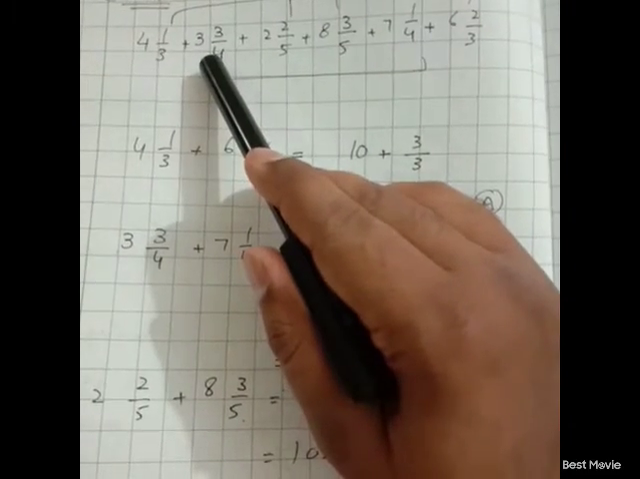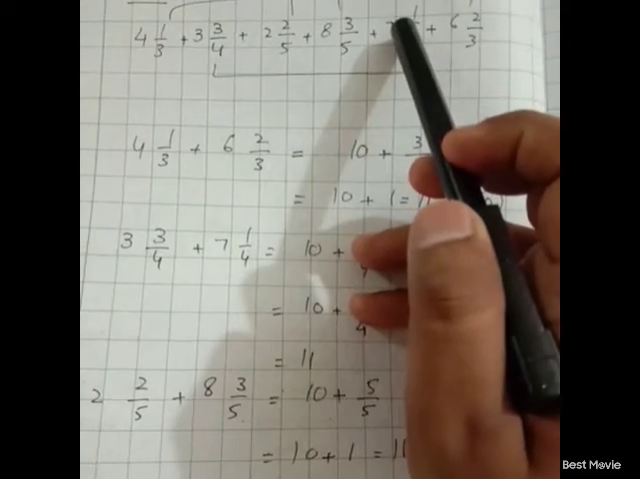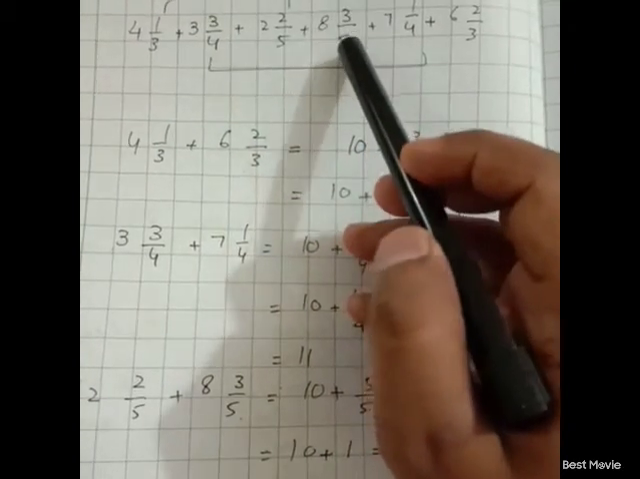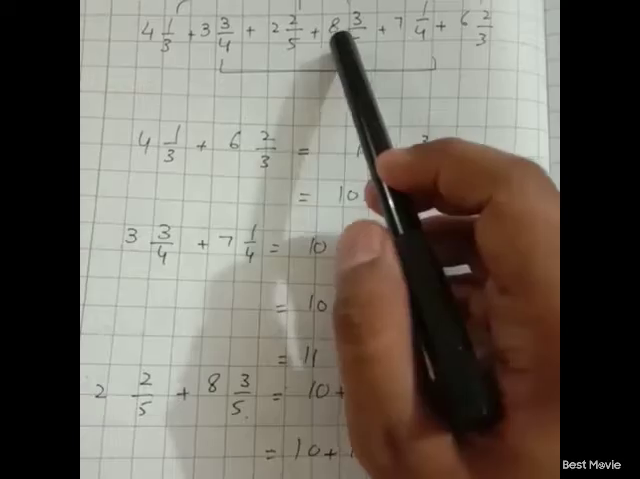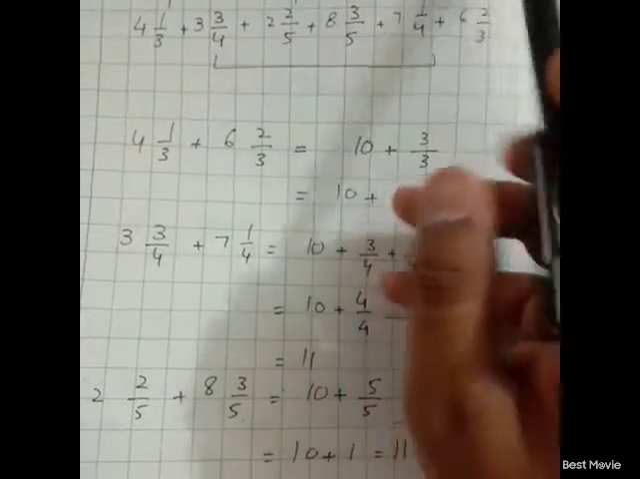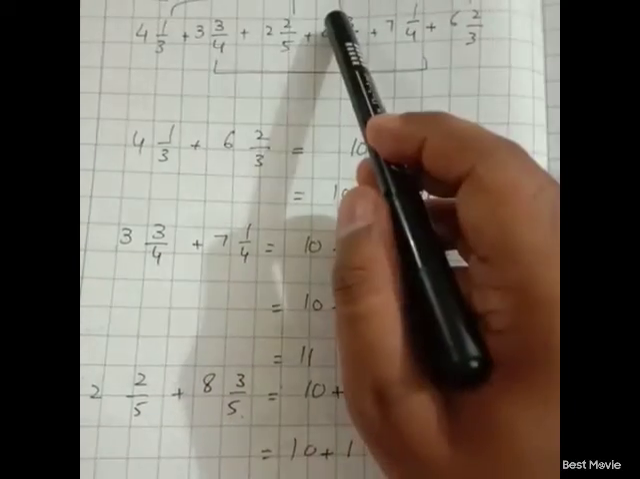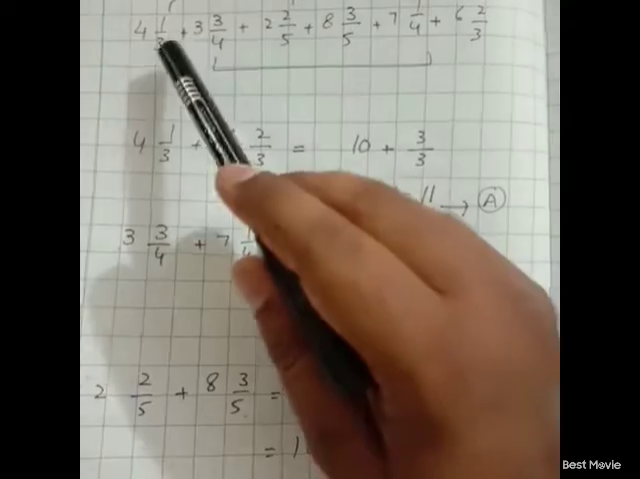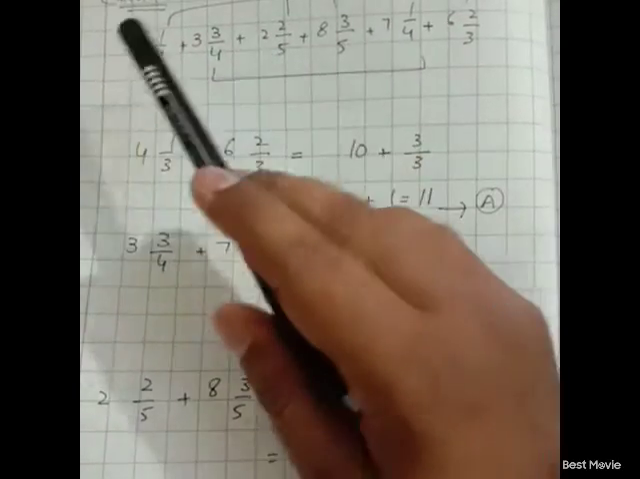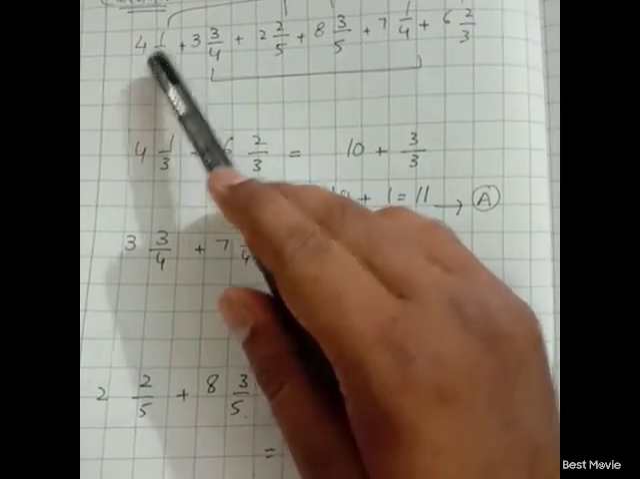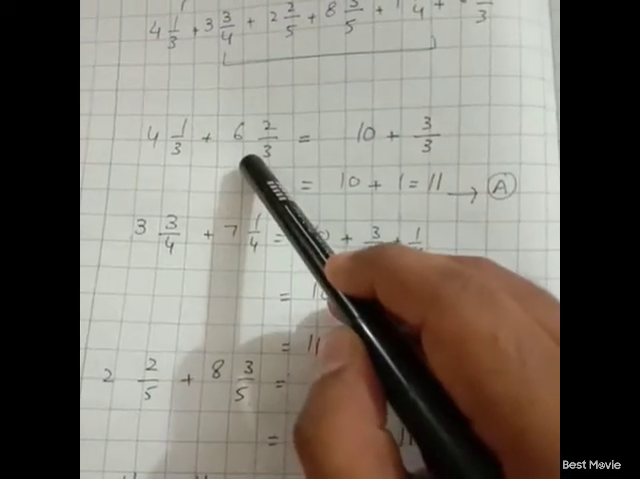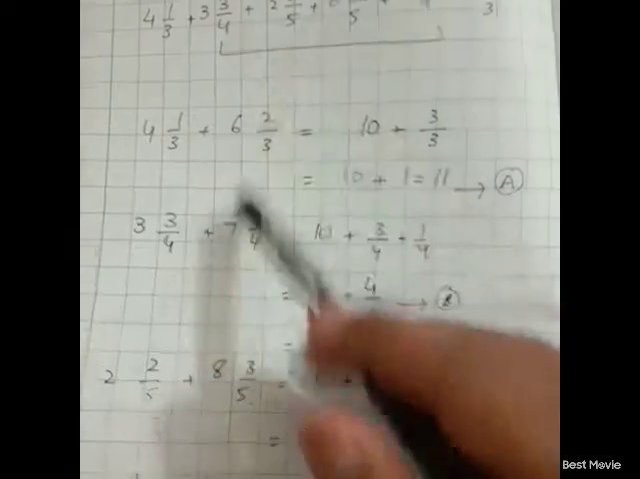This is 3 whole 3 upon 4. The same will be here: 7 whole 1 upon 4. And this is 2 whole 2 upon 5. The same is here: 8 whole 3 upon 5. Because the denominators are the same, I have put a line on this one and this one, this one and this one, this one and this one. We have to add all the numbers, but first we add the related ones whose denominators are the same. So 4 whole 1 upon 3 plus 6 whole 2 upon 3. We will add these two, and we will add these two.